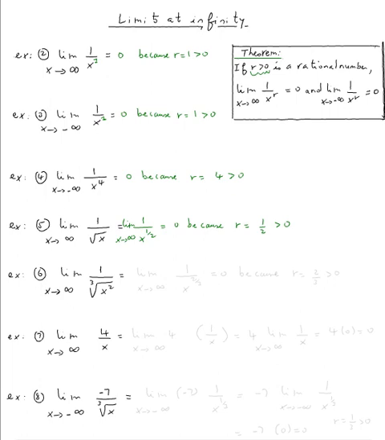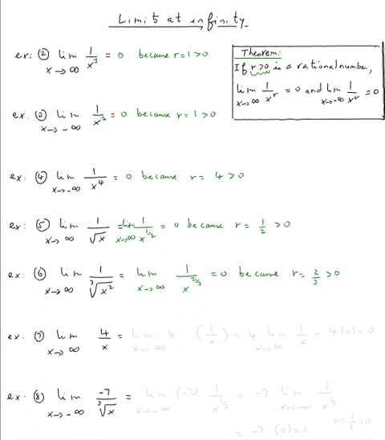Same thing here. For example 6, we need to rewrite our function. Our function's cube root of x squared is the same thing as x to the 2/3. Now as x approaches infinity, this has to be 0. Why? Because r is equal to 2 over 3, which is strictly bigger than 0. It's 0 point something.